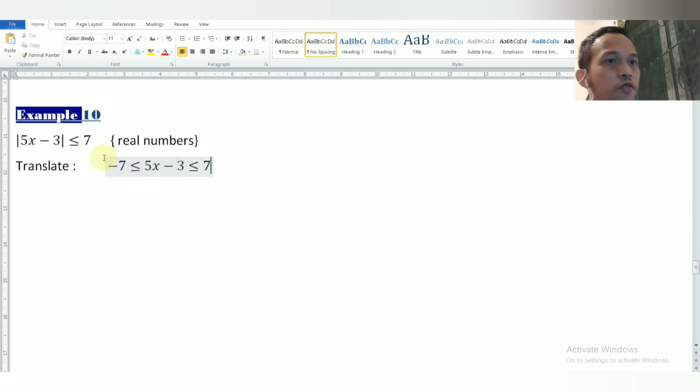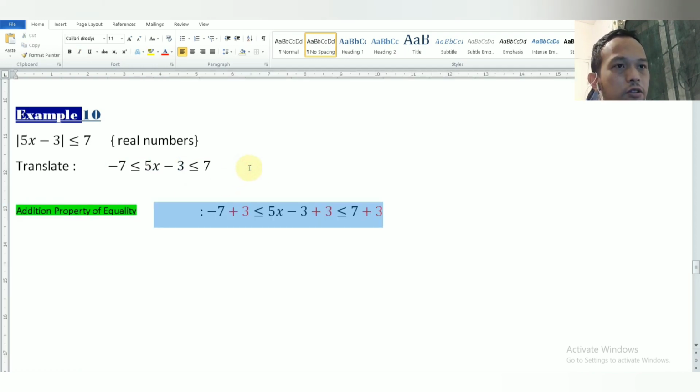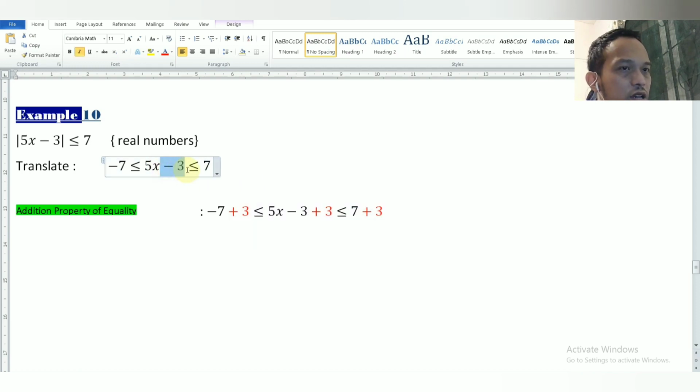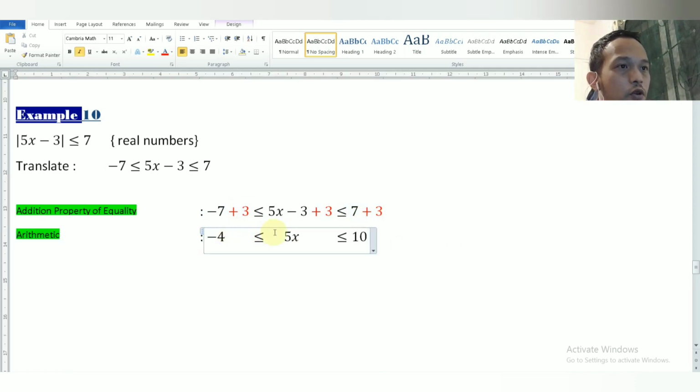Okay, so from this point, let's just do the same thing like the previous example. I will try to isolate x in the middle member. So I will use first addition property of equality. I will get rid of negative 3 by adding 3 to all members. So in the end, I'll do the arithmetic. I will have negative 4 is less than or equal to 5x, which is less than or equal to 10. Or from the perspective of 5x, 5x is between negative 4 and 10 inclusively.